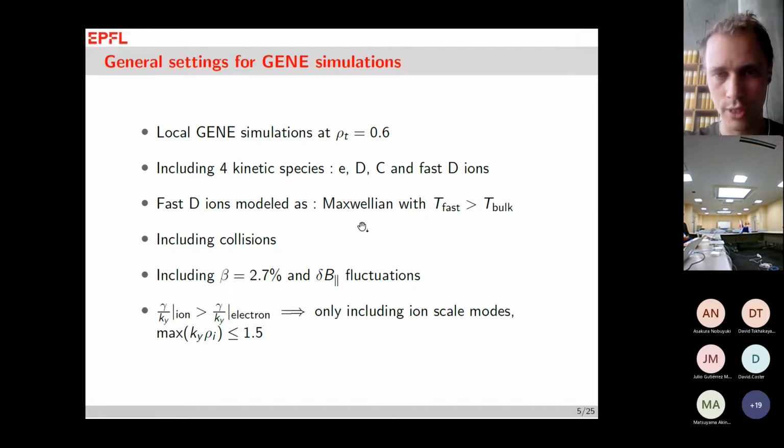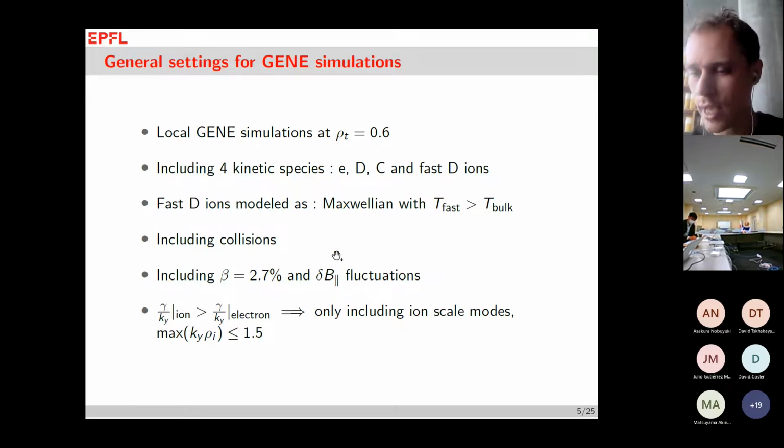We're going to include collisions, even though they have quite a small effect in our case. But most importantly, we will include the actual value of beta. So we will consider electromagnetic fluctuations, and we will include compressional magnetic field fluctuations, so including this delta B parallel. And this is going to be done consistently with including the grad B and the curvature drifts of the guiding center of the kinetic species.